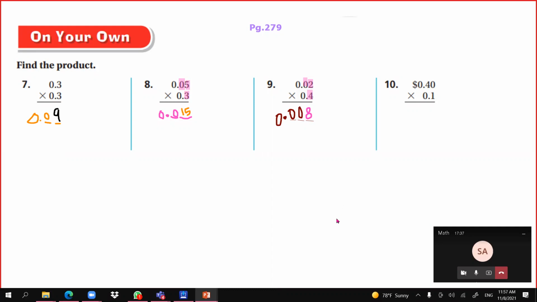Yes, teacher. Yes, I'm Sarah. Sorry, I couldn't open my mic correctly. Number 10. 0.40 times 0.1. Okay, so 1 multiplied by 0 equals 0, of course. And 1 multiplied by 4 equals 4. So how many digits? There are 3 digits. Bravo. So 0.040. Thank you. And since it is money, you will write it as $0.04 like this.